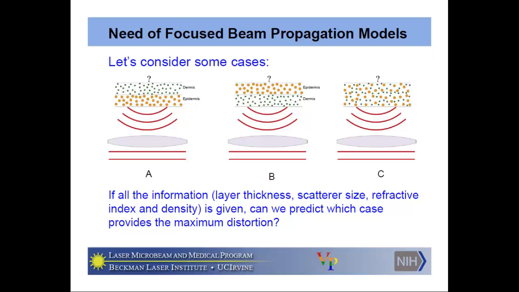So I have three cases. In this case, the epidermis has high scatterers. That means the scattering coefficient is high, and the dermis has low scatterers. Let's assume that. And in this case, I inverted the sample, so the dermis is right here and the epidermis is there. And in this third case, I mixed up these scatterers. So we have these three cases, and we want to model them. But before modeling, we want to get an idea of what kind of distortion we are going to get. Can anyone speculate what kind of distortion we are going to get? Are we going to get maximum distortion in A, B, or C?